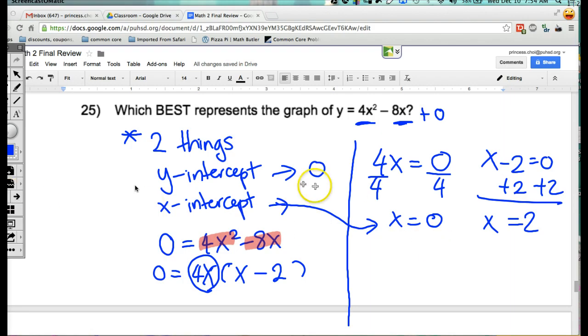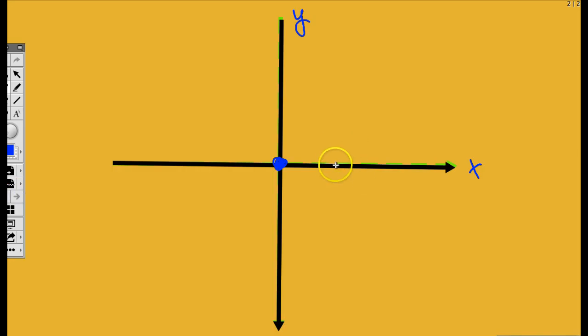Now if you go back, my x-intercept is at 0 and 2. What that means is, when you look at my graph, the graph is going to pass through on the x-line 0 and 2. Okay? In other words, I'm going to have a parabola that looks like that. And that is all you have to know for this question in order for you to get it right.